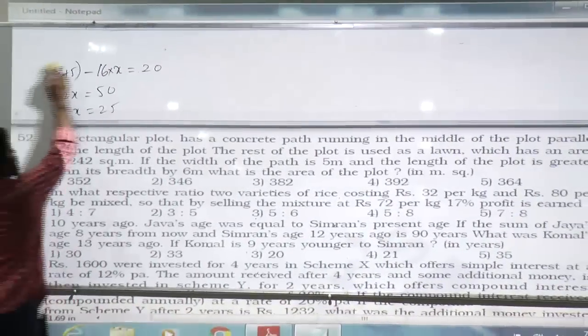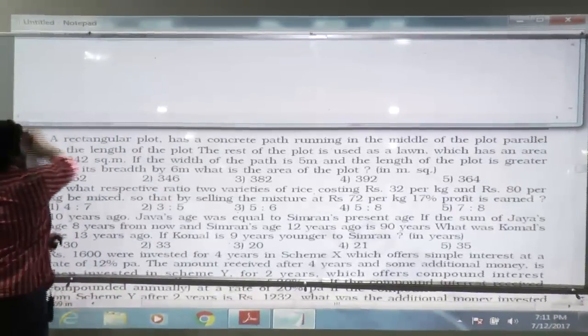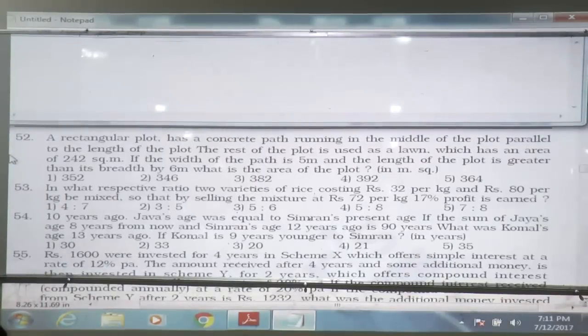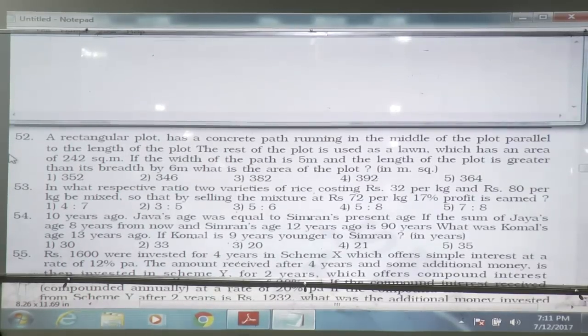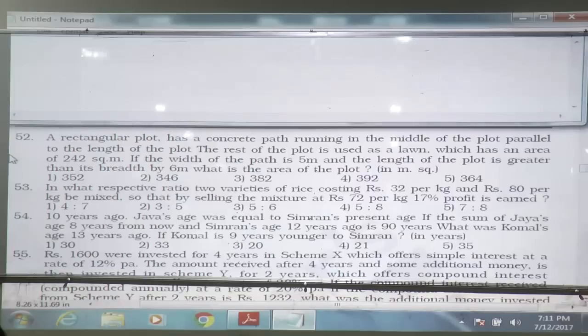Next. A rectangular plot has a concrete path running in the middle of the plot parallel to the length of the plot. The rest of the plot is used as lawn, which has an area of 242 square meters. If the width of the path is 5 meters, and the length of the plot is greater than its breadth by 6 meters. What is the area of the plot?